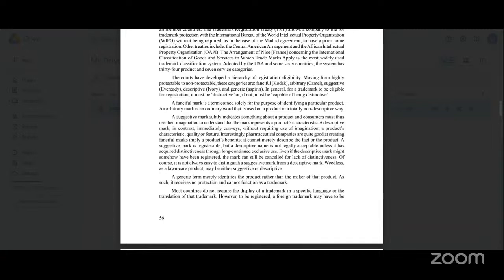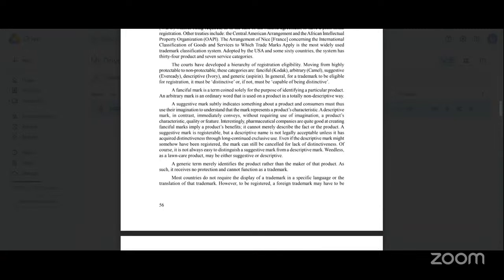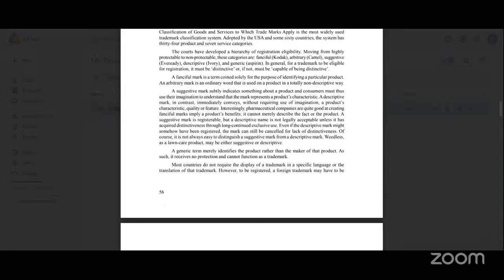The courts have also developed a hierarchy of registration eligibility. Moving from highly protectable to non-protectable, these categories are fanciful, for example Kodak; arbitrary, for example Camel; suggestive, that is Ever Ready batteries; descriptive, as in Ivory; and generic, as in aspirin tablets. For a trademark to be eligible for registration, it must first and foremost be distinctive in nature, or it must at least have the capability of being distinctive from other products of a similar kind.